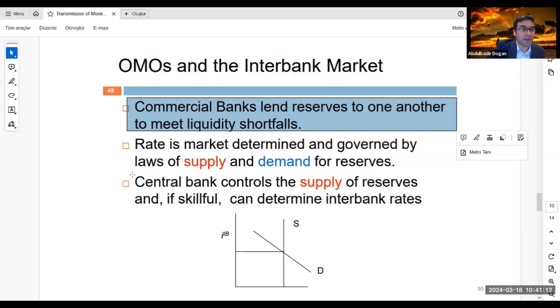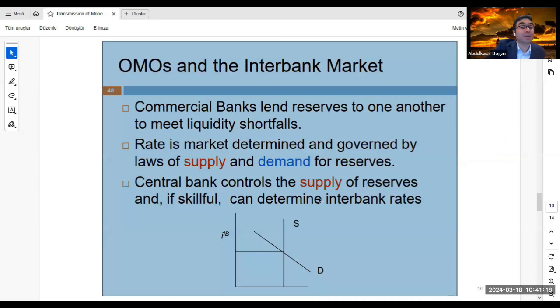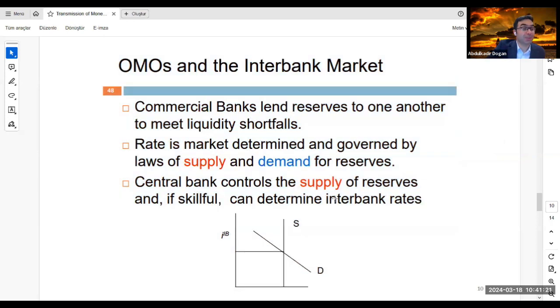So in this way, central bank can control the supply of reserves and determine the interbank rate, right? Because the cheapest money is coming from the central bank, and if central bank does not give the money, then the interbank rate will be determined by the central bank by not giving any additional liquidity in the market.